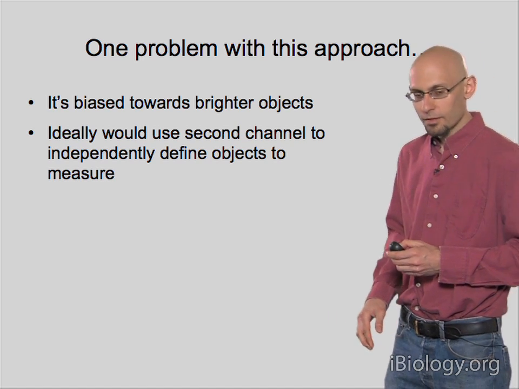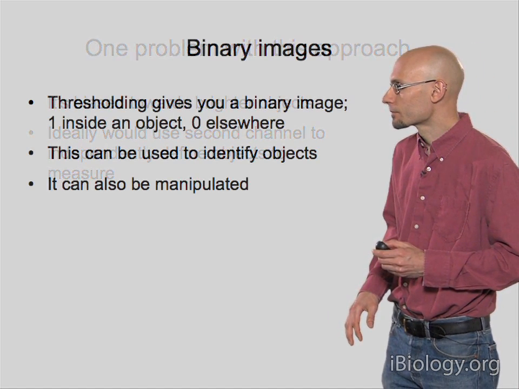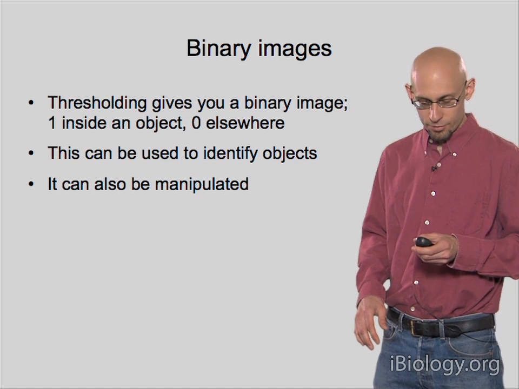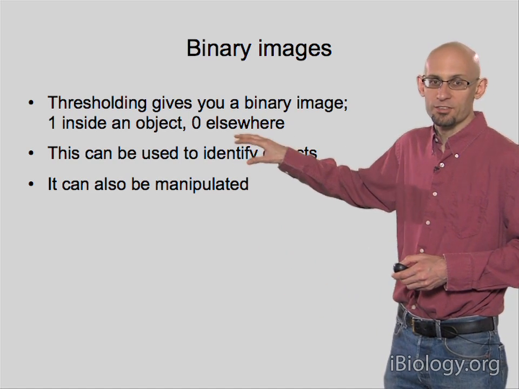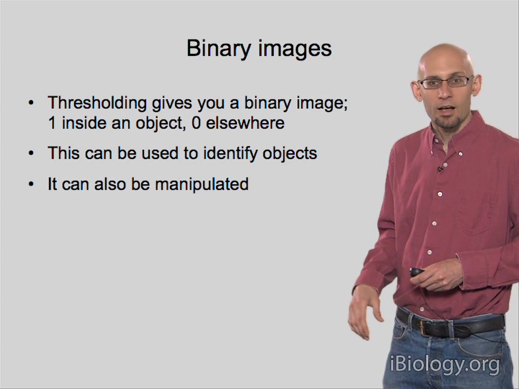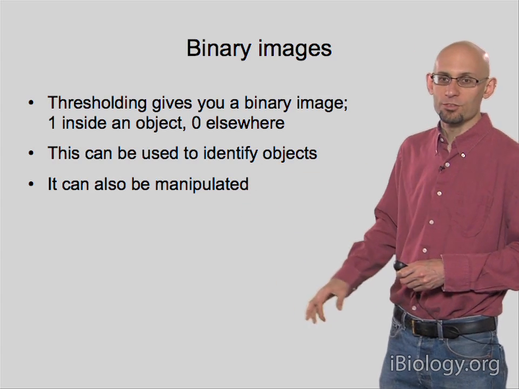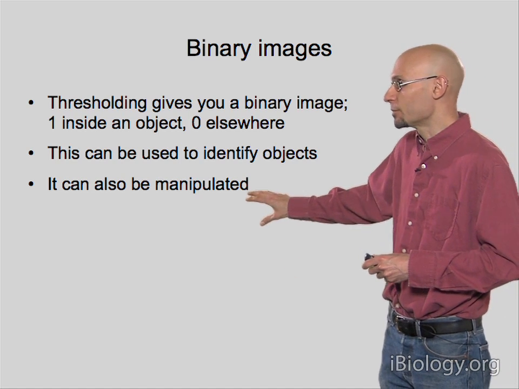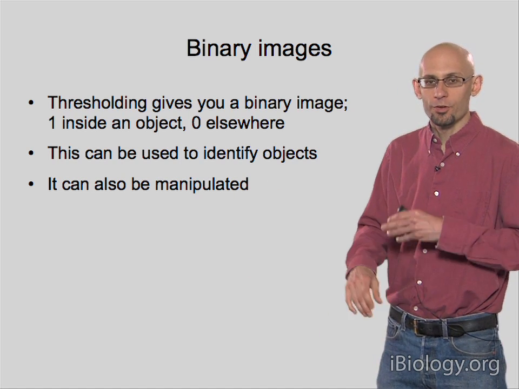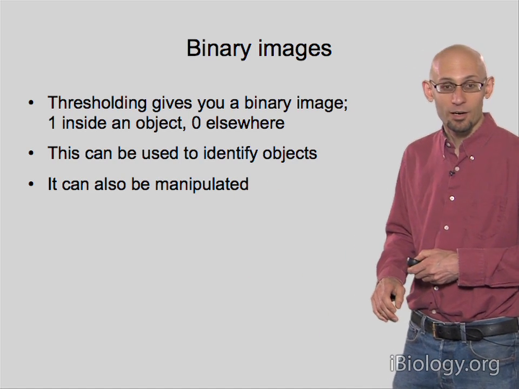The other thing that thresholding does is it gives you a binary image out. It's 1 inside your object and 0 everywhere else in the image. And so of course this can be used to identify objects. You just find all the things that are 1. But this can also be then manipulated to further separate or define where objects are.